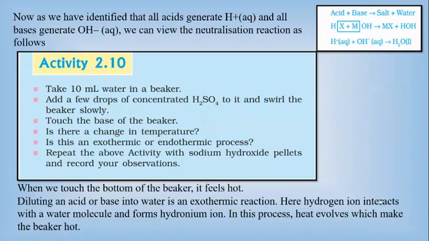Here, hydrogen ions interact with water molecules and form hydronium ions. That is, hydrogen ion H plus reacts with water to give you hydronium, H3O plus, which we have learnt in our previous case. In this process, heat evolves, which makes the beaker hot. That is an exothermic reaction.